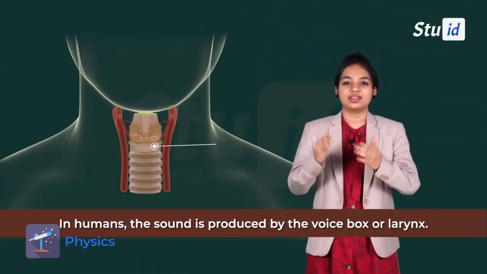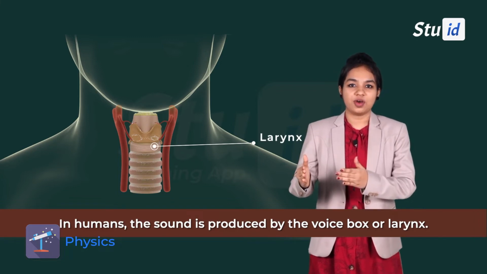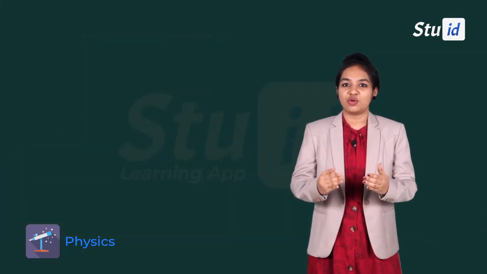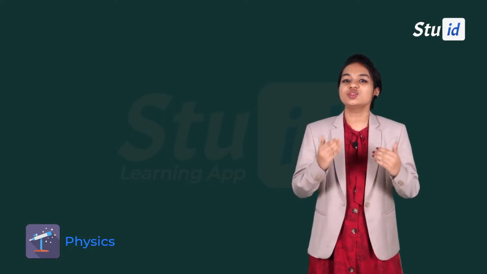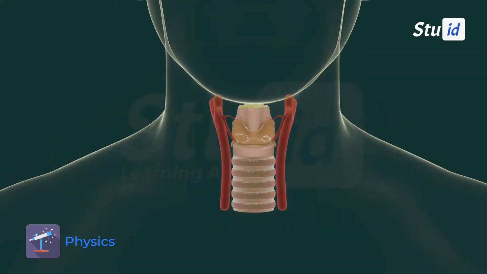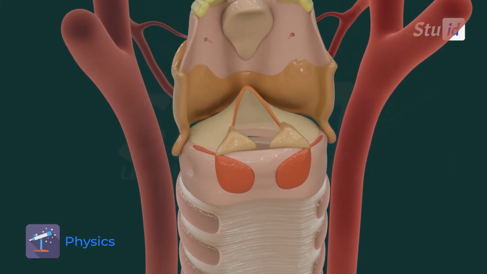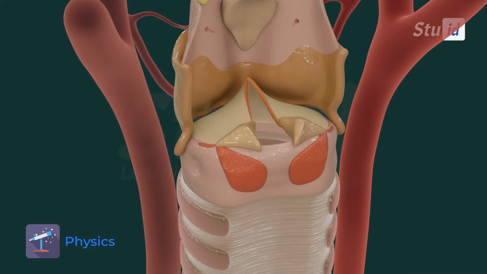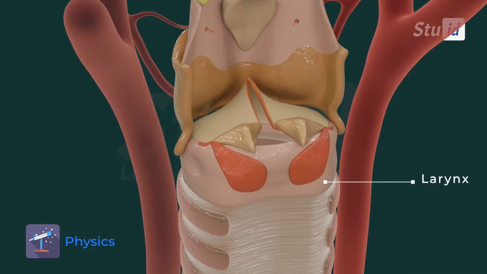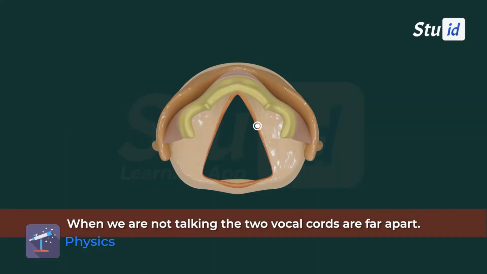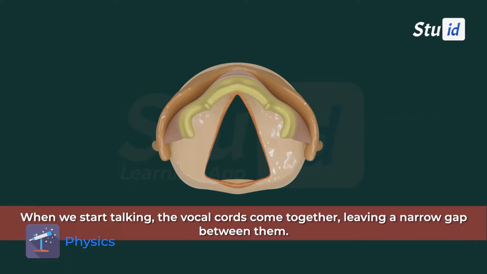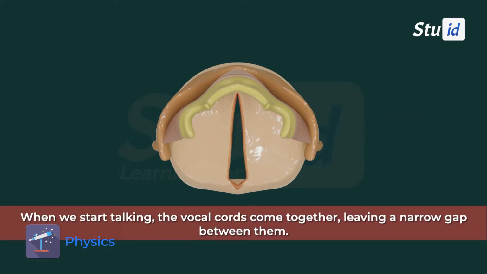In humans, the sound is produced by the voice box or larynx. Now, where is it located? As you see here, it is located at the upper end of the windpipe. And you can see that the two vocal cords are stretched across the voice box in such a way that it forms a narrow slit between them for the passage of air. When we are not talking, the two vocal cords are far apart. But when we start talking, the two vocal cords come together, leaving a narrow gap between them.